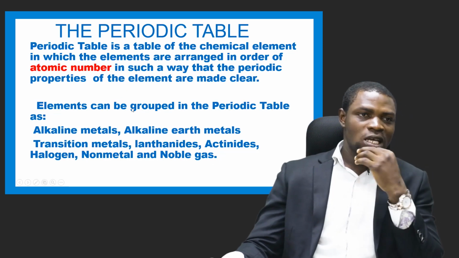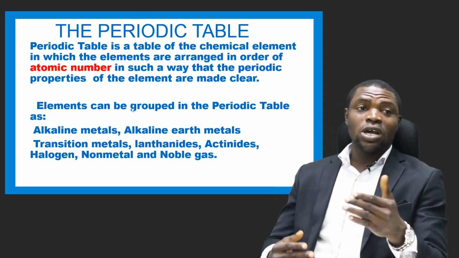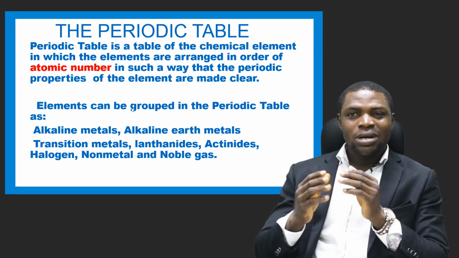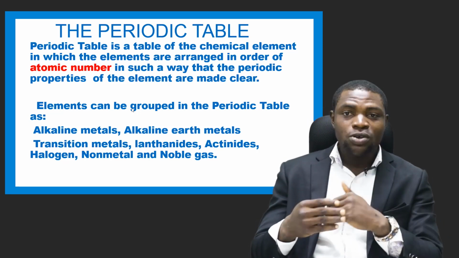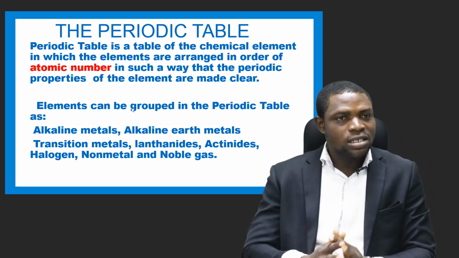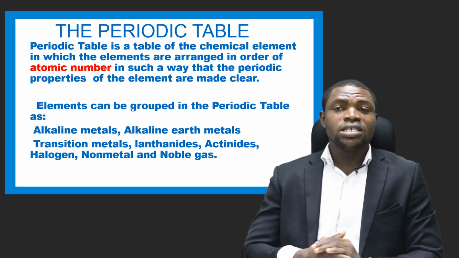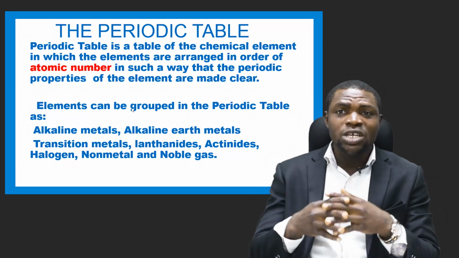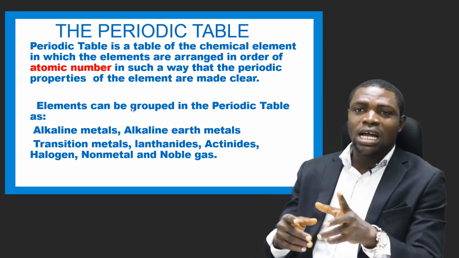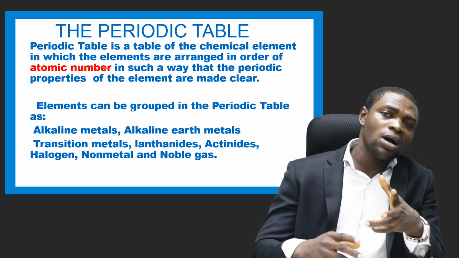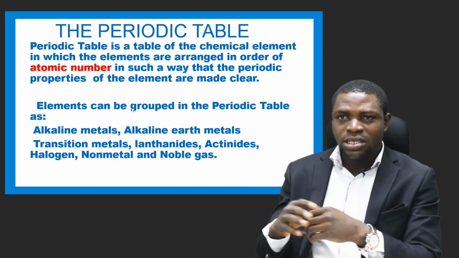So as you start, by way of definition, what is the periodic table? This is where you must pay attention, because if you don't know the definition, you may not be able to have extensive knowledge and understanding of this concept. The periodic table is a table of the chemical elements in which the elements are arranged in order of atomic number. Please note, in order of atomic number. So the atomic number is the basis of the arrangement of elements in the periodic table.